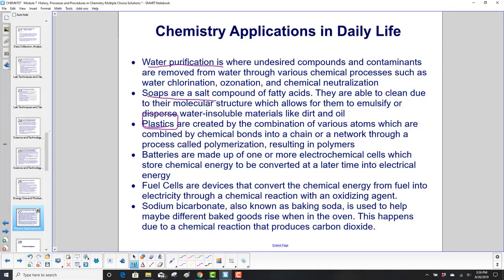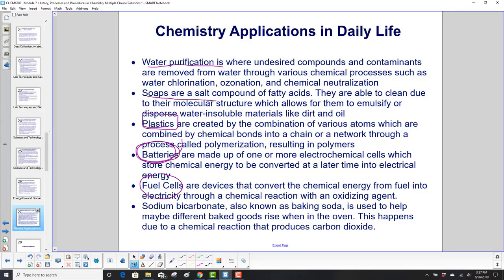Okay, batteries. And once again, disposal of batteries can be an issue. They're made up of one or more electrochemical cells, and they store chemical energy to be converted at a later time into electrical energy. And we're now seeing them in cars, right? Tesla, Ford, Chevys, they're all putting huge batteries in cars to drive them. Again, good and bad. Fuel cells, they're devices that convert the chemical energy from fuel into electricity through a chemical reaction with an oxidizing agent.